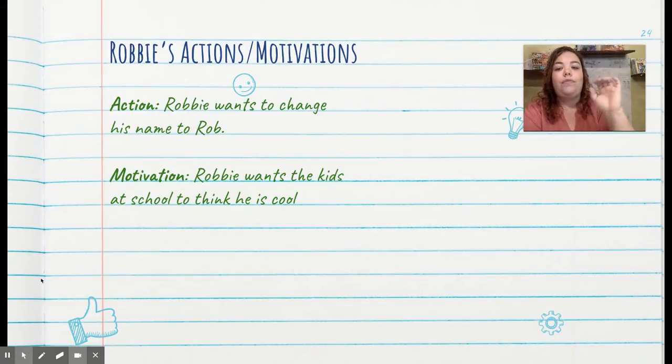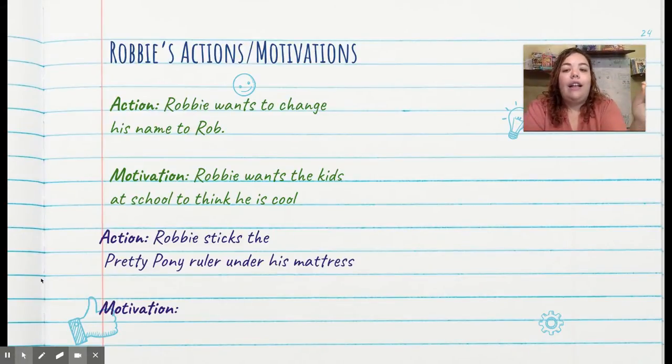So in this example, I'm giving you the action. Robbie sticks a pretty pony ruler under his mattress. Remember, at the very beginning of the story, Robbie's mom had bought him that pretty pony ruler. And before he goes to school, before he even goes to bed the night before school, he sticks that pretty pony ruler underneath his mattress. I want you to write down the motivation. Why do you think he does that?